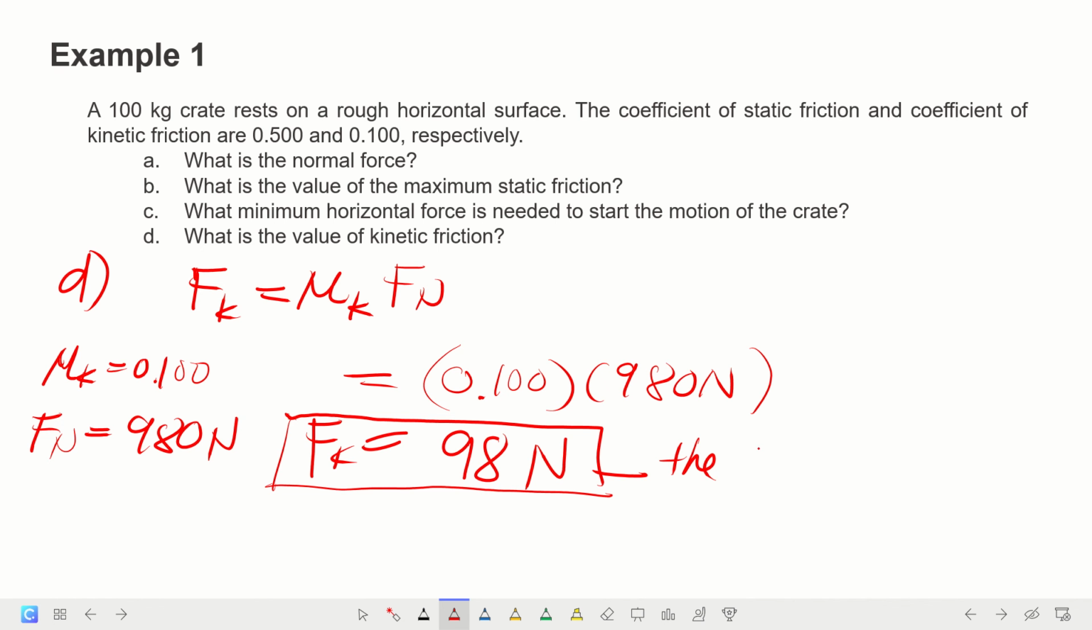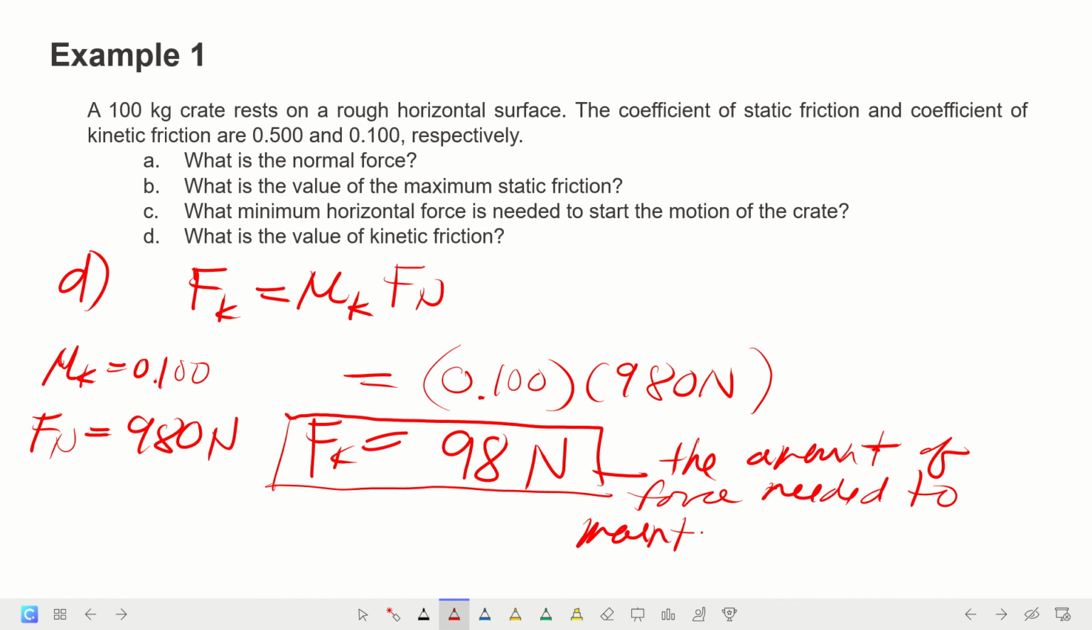force, the amount of force needed to maintain the constant velocity of our object.